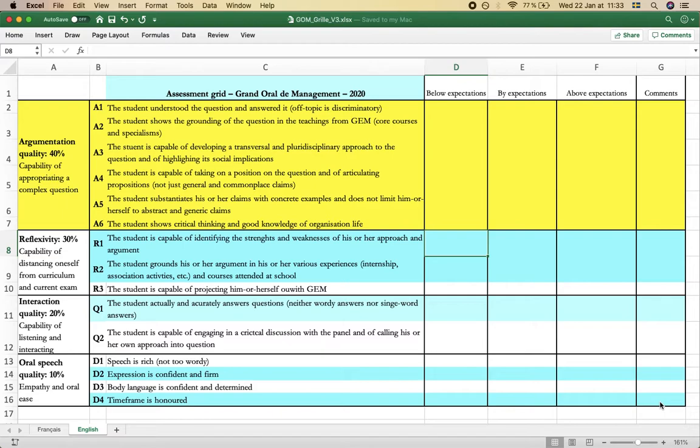And lastly, the student shows critical thinking and good knowledge of organizational life. This means that we are expecting you to follow the news and the most recent updates from newspapers, from specialized practitioners' journals, from professional fora. So when you answer your question, you show that you know beyond what you learn at school, beyond what you've just been told, and beyond what you may have seen on social media.